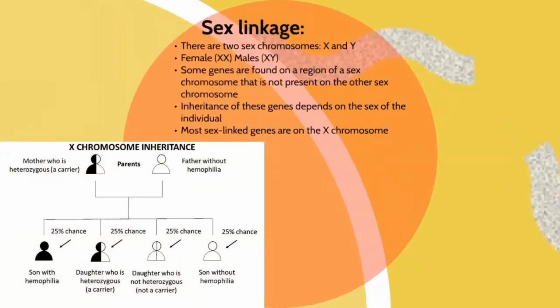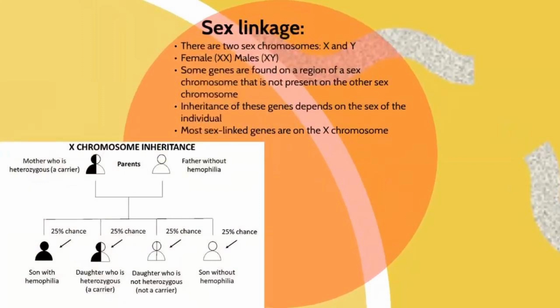So if we're talking about hemophilia, hemophilia is a sex-linked disease. So the gene that encodes for this disease is present on the X chromosome. So the way that this works is we're going to go through an example here so that you can try and understand what's going on.